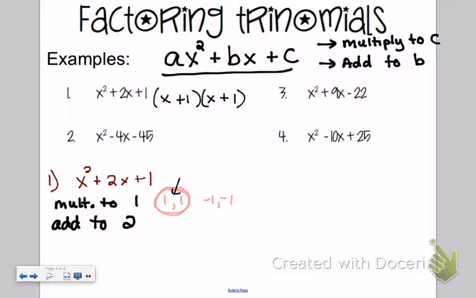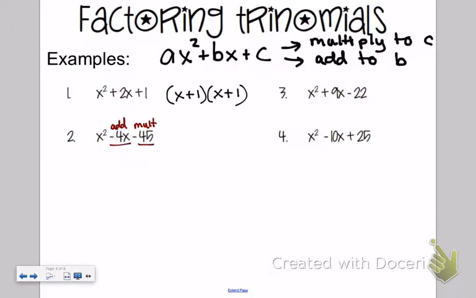Let's try this with number 2. I need to look for factors that multiply to negative 45, but add to negative 4. So the first thing I need to do is look for factors of negative 45. We always have 1 and negative 45 or negative 1 and 45. It's not divisible by 2. We can have 3 and negative 15 or negative 3 and 15 or 5 and negative 9 or negative 5 and positive 9. So which set of these numbers add to negative 4? It's going to be 5 and negative 9.